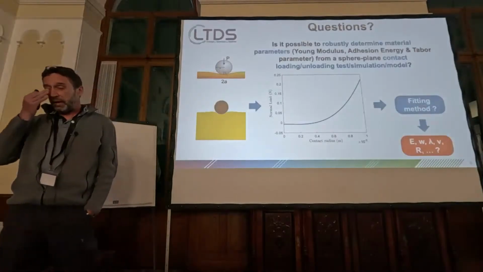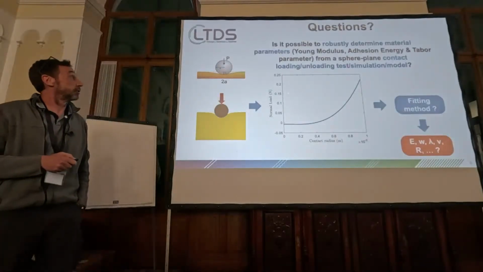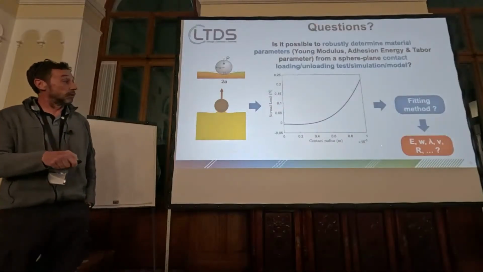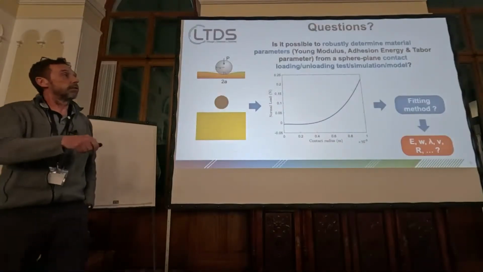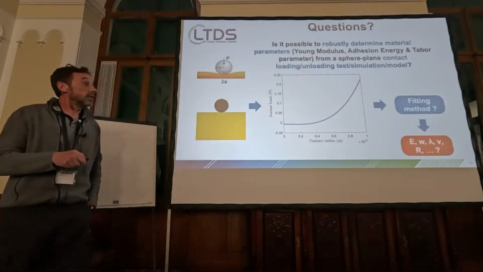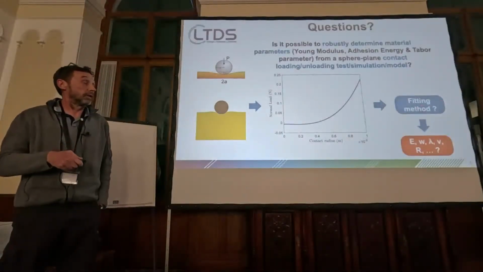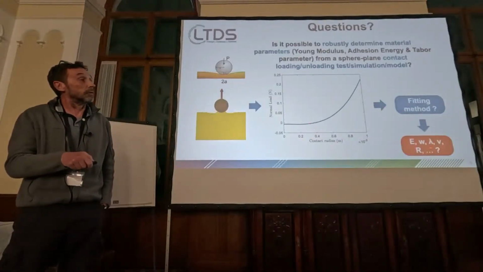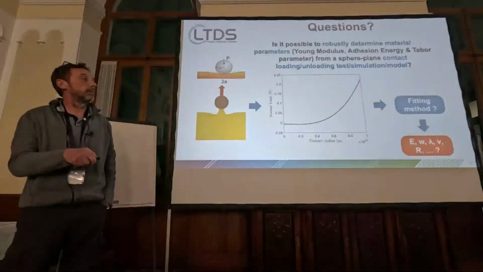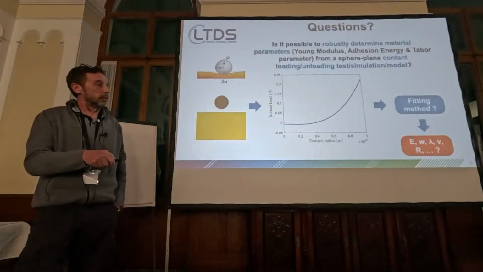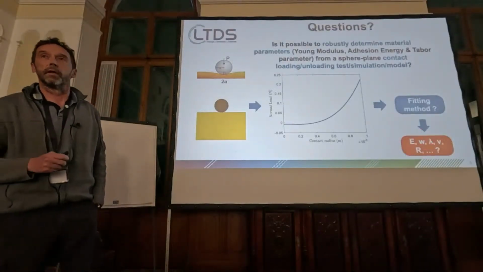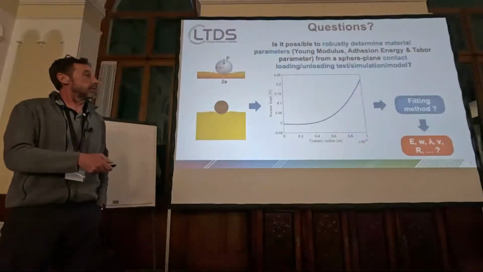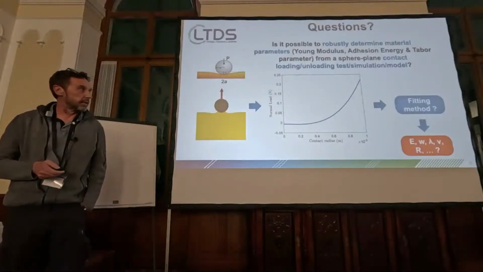So we get back to very basic questions. From a contact experiment, measuring the evolution of the normal load as a function of the contact radius, either during loading or unloading, is it possible to perform a simple fit of this curve and get back to your Young's modulus, adhesion energy, Tabor parameter, why not a Poisson coefficient or the radius of your contact? These are the basic things you need if you want to compare your experiment with simulation.